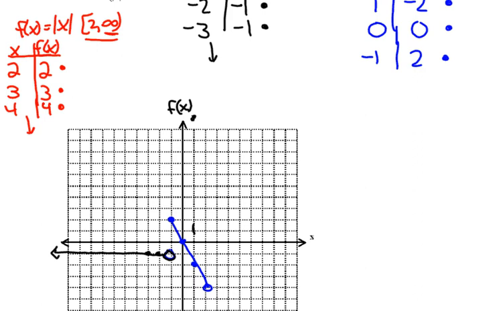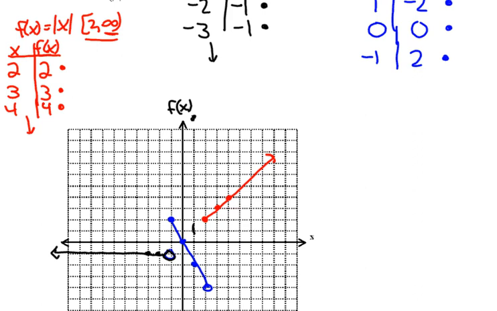And connect. Now, let's do the graph in red. That's (2, 2), (3, 3), and (4, 4). Now remember, it's going to positive infinity, so it's going to have an arrow going forever to the right. So here's my graph of this piecewise defined function.